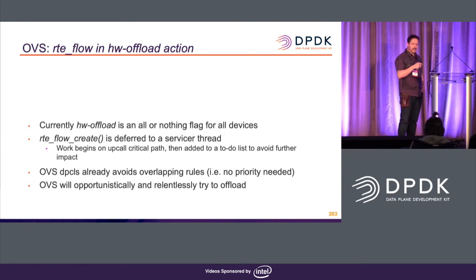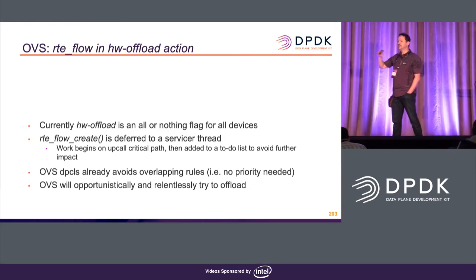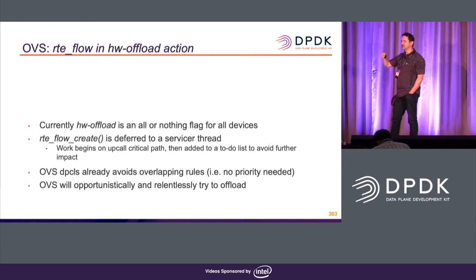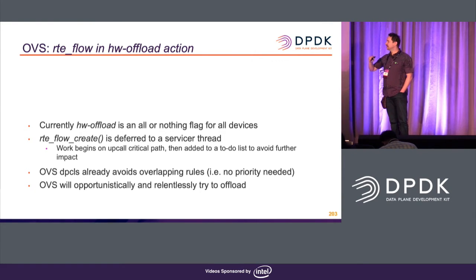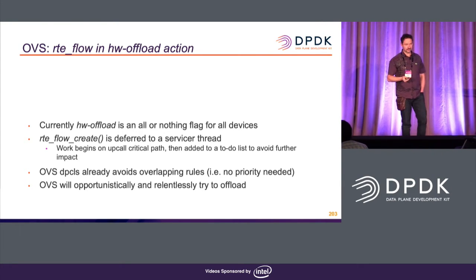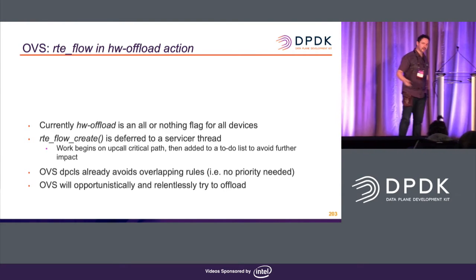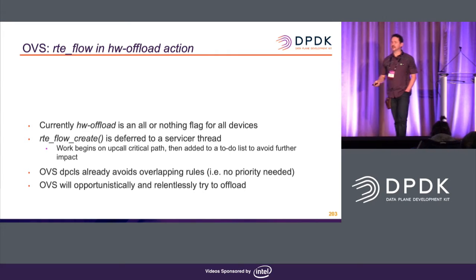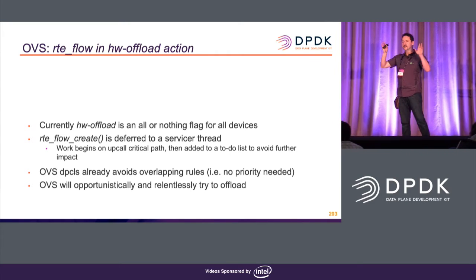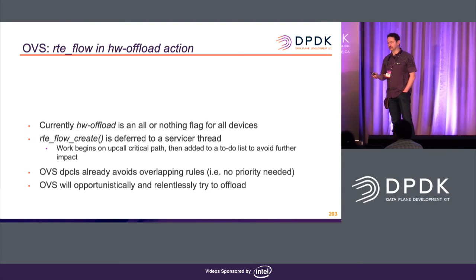The work begins on that critical upcall path where you try to resolve the flow, but we don't do the installation of the rule right away. We defer it to a service thread because, as with most things in life, it takes time to install rules. So we make sure that we resolve the flow and do the action right away, but later, when that main data processing thread yields, we can come back and install that rule.